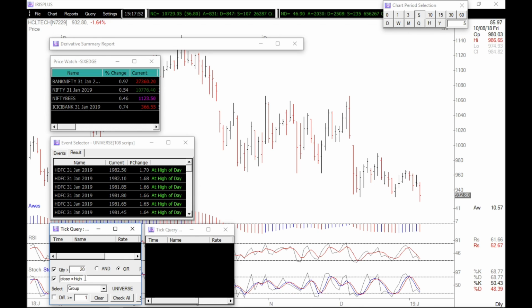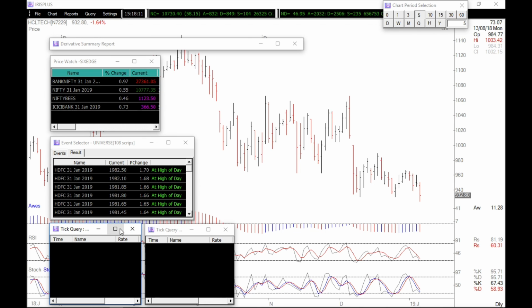So my criteria I've given is QTY greater than 20. In this case it's lots. So number of lots should be more than 20. If I make it 5, then it's less. And I say close equal to high. So at the current juncture, at the current price, the closing price and the high price are the same. So this essentially tells me it's a positive momentum.